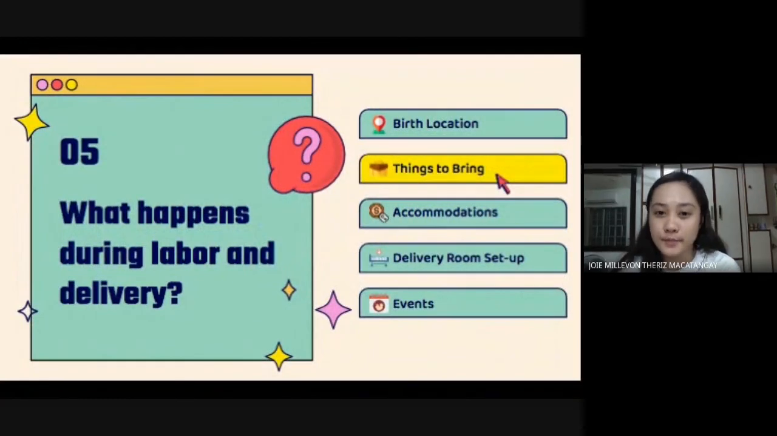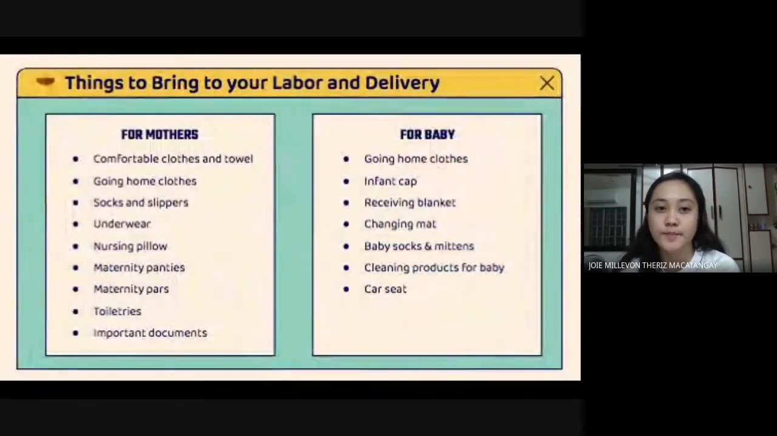So things to bring to your labor and delivery. For mothers, we have comfortable clothes and towel. Syempre po yung loose and comfortable po sa inyo to wear during your stay there. Doesn't restrict you from moving around or to make you feel hot. Usually po, you may need about 3 changes of clothes and magdala na po tayo ng front opening or loose-fitting nighties or tops or nightgowns para po ma-facilitate yung breastfeeding ni baby.